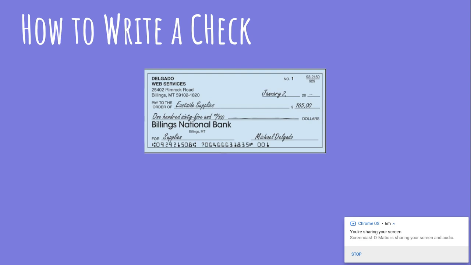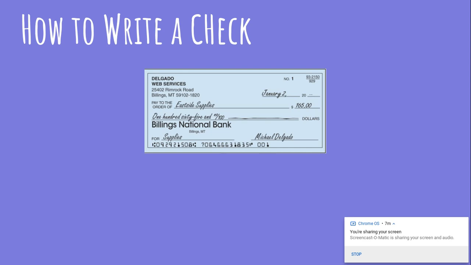Then we have the amount written in numerals: $165.00. So $165 and no cents. And then you have to write it out. You can see the 165 and no over 100. What does no over 100 mean? That means no cents out of 100 cents, because we know that 100 cents makes $1. It's always good practice to draw a line behind when you're done so that somebody else can't come and add, like, $1 million behind what you've already written. So it's always good to cross out the rest of the line.